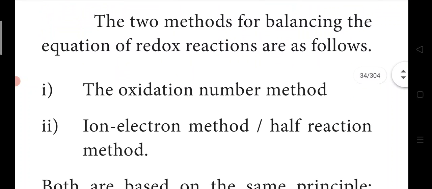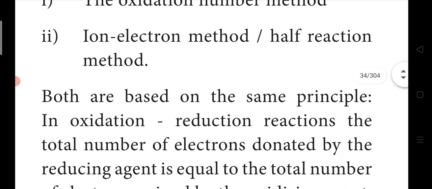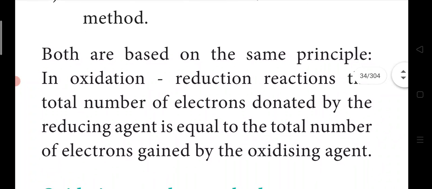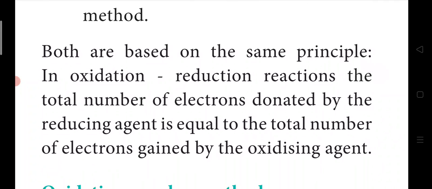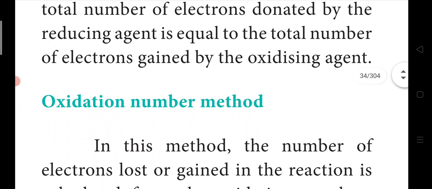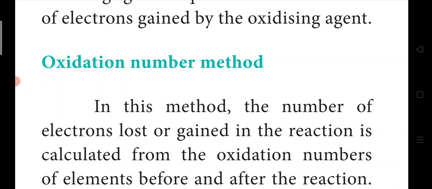So we have two methods. One is the oxidation number method, the other one is the ion electron method or half reaction method. Both of these are based on the same principle. In oxidation reduction reactions, the total number of electrons donated by the reducing agent is equal to the total number of electrons gained by the oxidizing agent. So in the oxidation reduction reaction there will be an oxidizing agent and a reducing agent, which means the total number of electrons donated by the reducing agent will be gained by the oxidizing agent. Okay. So the first method we are going to see is the oxidation number method.